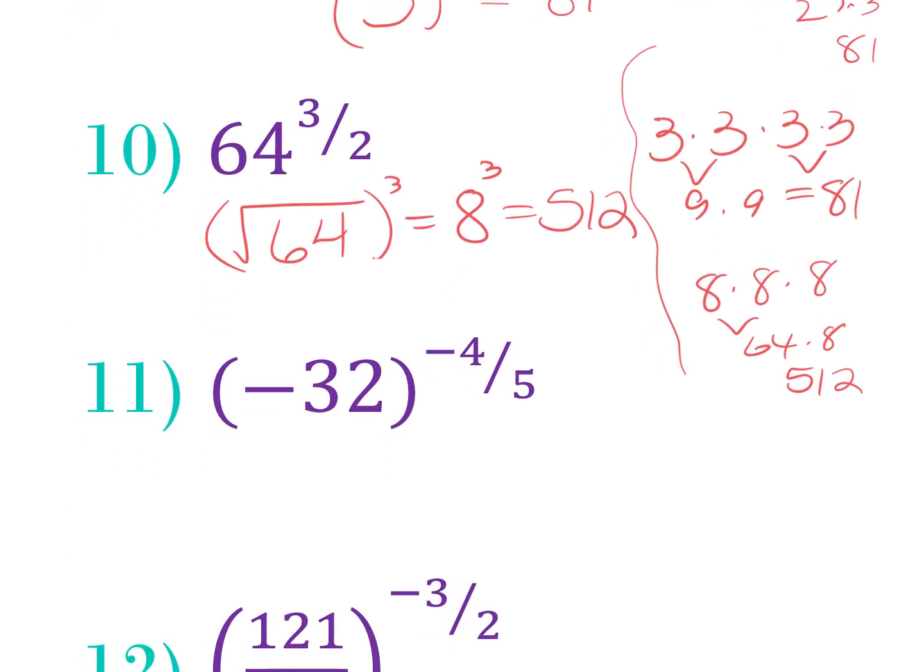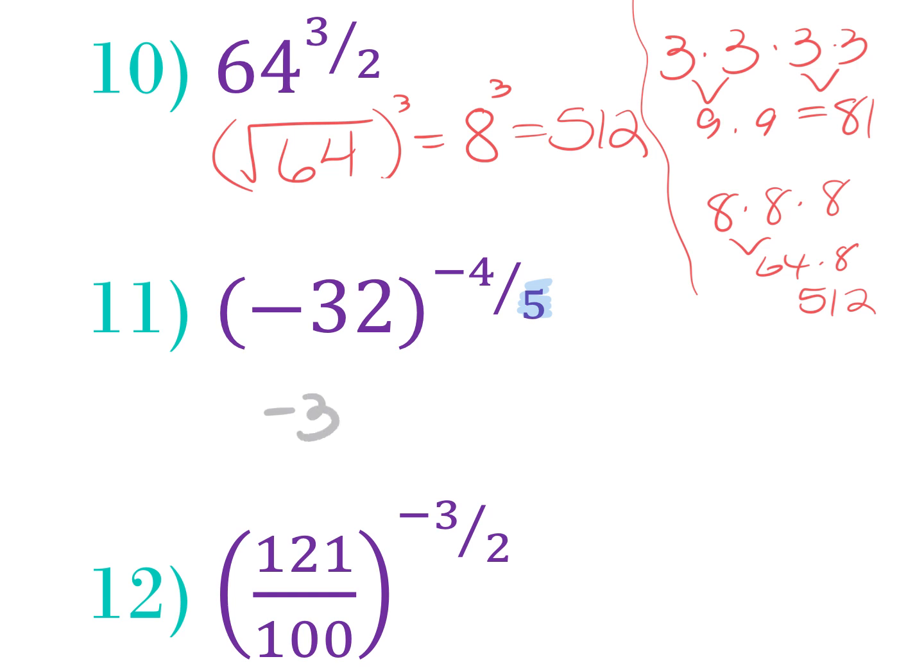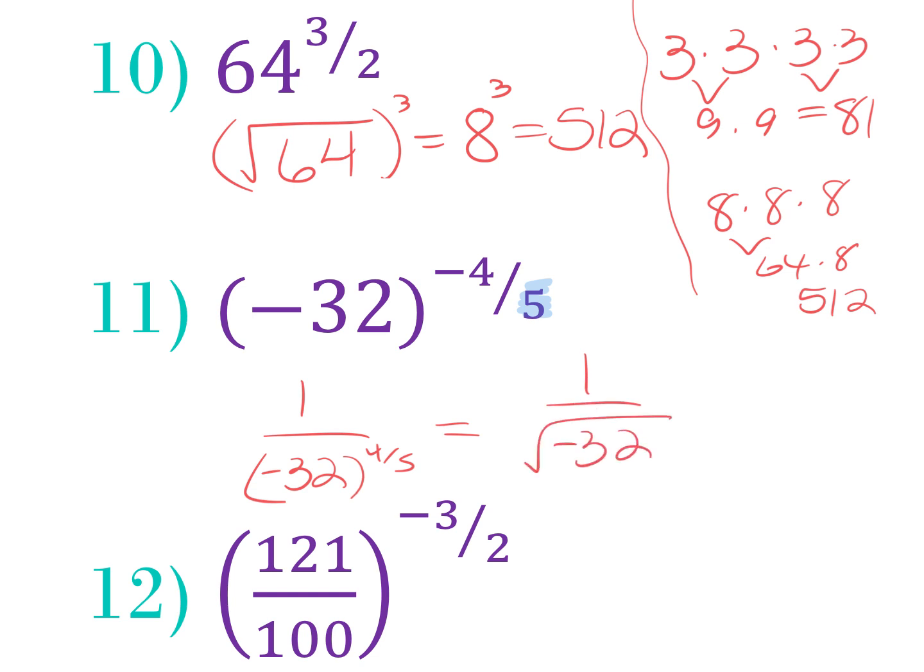The next one, notice this denominator is an odd number, so I can find the fifth root of negative 32. So I'll go ahead and figure out what number times itself 5 times will give me negative 32. And then I'm also going to take care of that negative exponent. Let me rewrite this here a little. I need to put it under a 1 because it's a negative 4/5. So 1 over negative 32. And then I'll make the power positive. Then the next thing I'm going to do is put it under a radical. Find the fifth root. Then raise it to the fourth power.